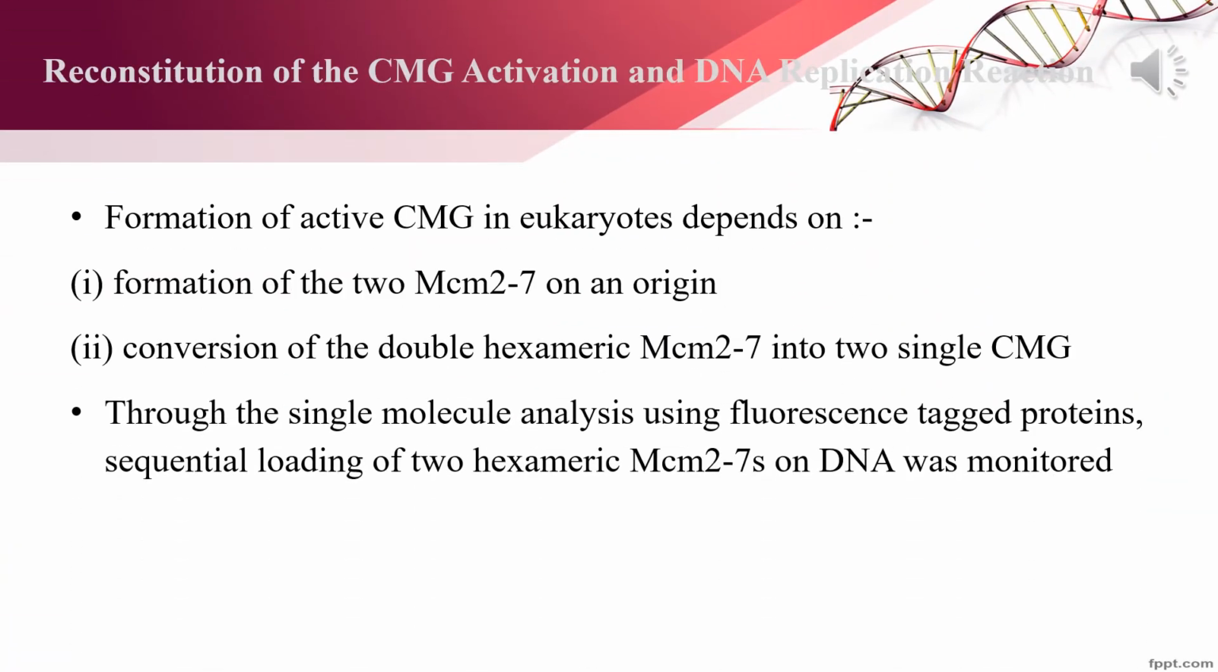The reconstitution of CMG activation and the DNA replication reaction. The formation of active CMG in eukaryotes depends on the formation of the two MCM2-7 on an origin and the conversion of the double hexameric MCM2-7 into two single CMGs. Through single molecule analysis using fluorescently tagged proteins, sequential loading of two hexameric MCM2-7s on DNA was monitored.